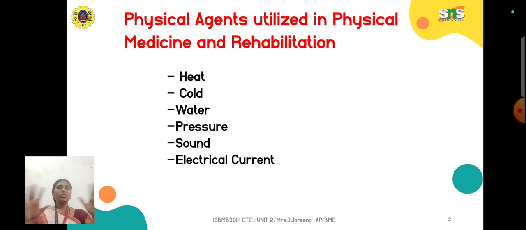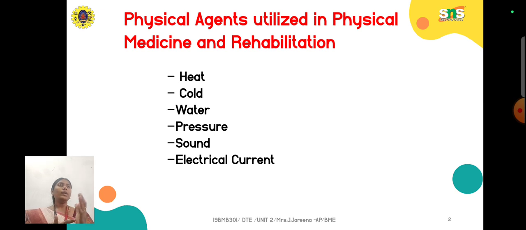There are diverse fields on the hospital side. One is the diagnostic field and one is the therapeutic field. This particular topic comes under the category of the therapeutic field, since it gives treatment in the form of pain relief and enhancing the healing process. So this will come under the category of therapeutic equipment.